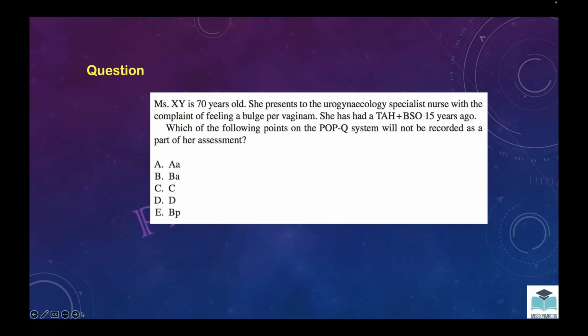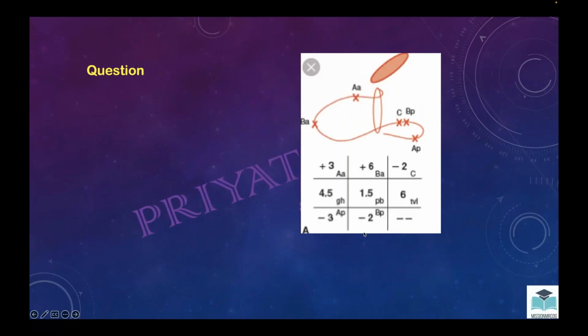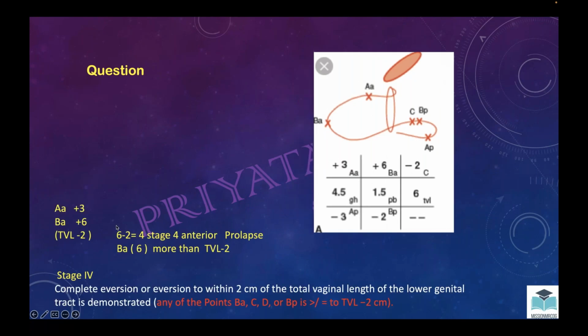Okay. Now again, tell me what is this prolapse and staging? Anterior. Yes, it is anterior prolapse. So we have to see the plus values, and we have to do TVL minus 2. TVL minus 2 will come to 4, but here Ba is more. Point Ba is more than TVL minus 2. It is stage 4. It is stage 4 anterior wall prolapse.